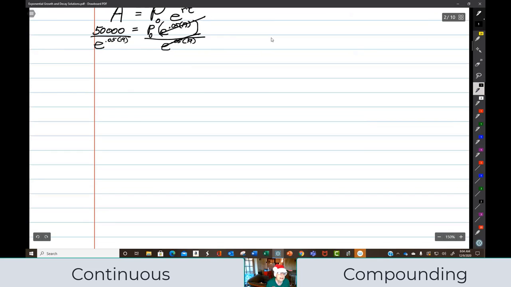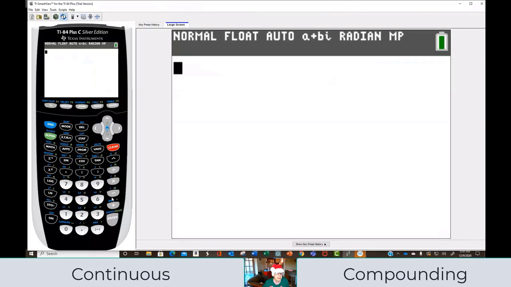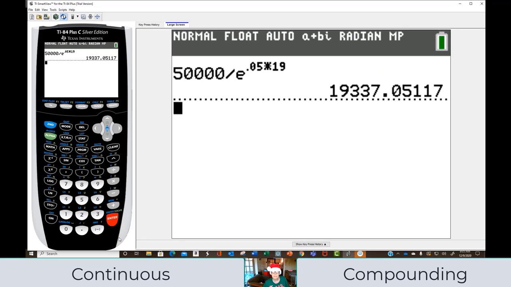So let's do this. We're going to take this and put that in the calculator in the following way. We're going to take $50,000 divided by e, all right, e to a power. So I push second ln, and that just sets me up ready to put in the power. Okay, 0.05 times 19. That's all there is to it. Enter. And that's the answer I get.